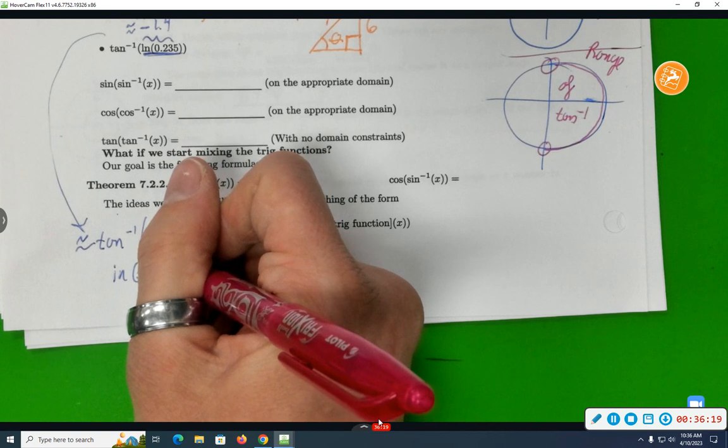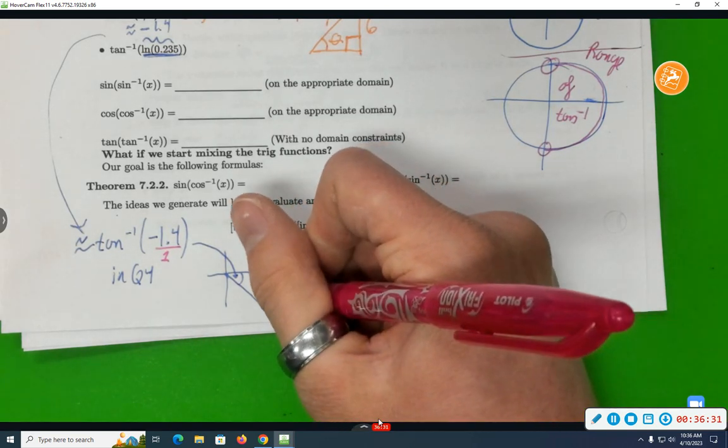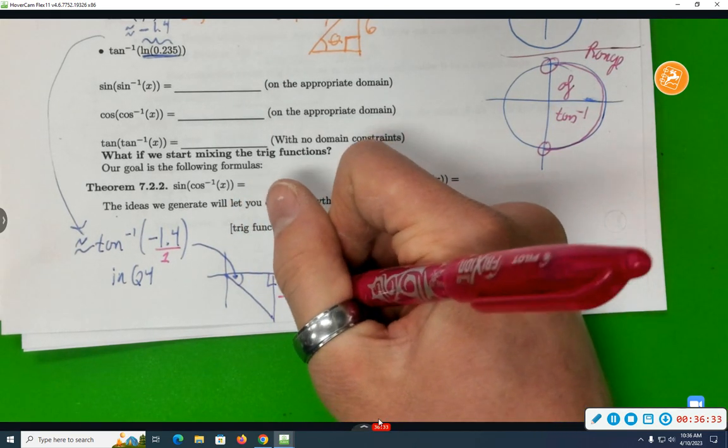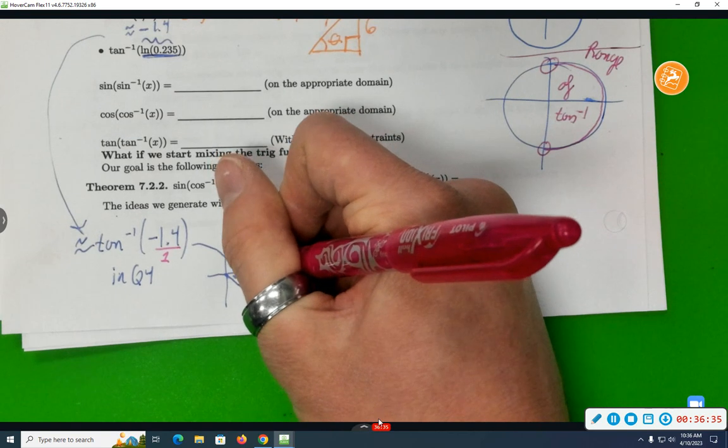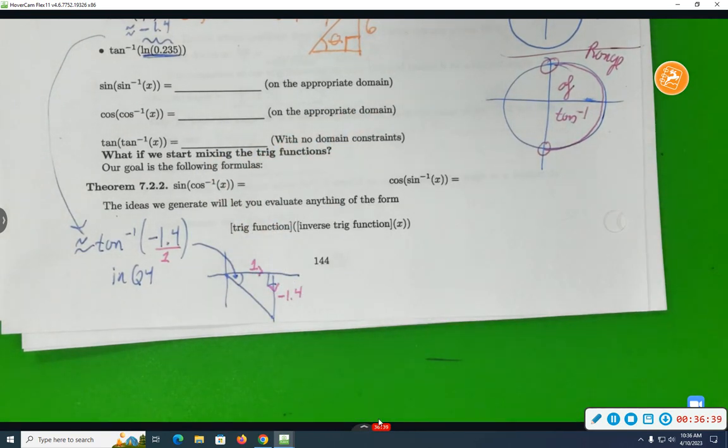If I want to write negative 1.4 as negative 1.4 over 1, is there a more canonical choice now? Yeah, it's not the only choice, right? It could be negative 14 over 10. If you like whole numbers, then do that. So it's 1.4 down and 1 across. There's a philosophy you can use to think about inverse trig functions. You can draw a triangle that tells you things about it.